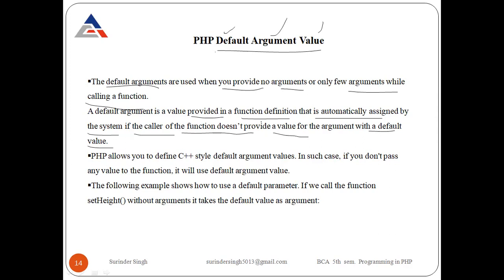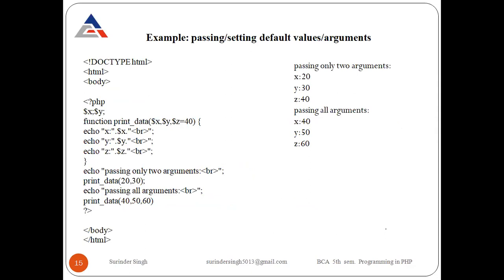We will see the example here. Like you can see in this example, you have two variables x and y, and a function named print data, and here you have three arguments: x, y, and z. For z you have set a value, 40. Clear? And in this function we are printing the values of x, y, and z.